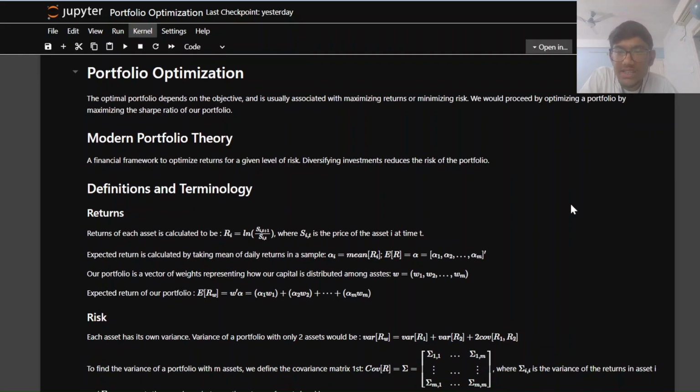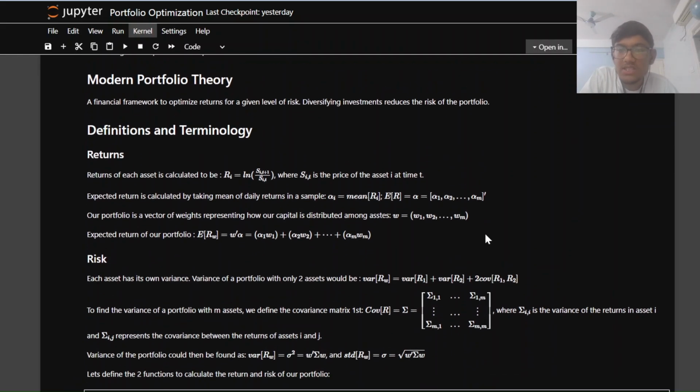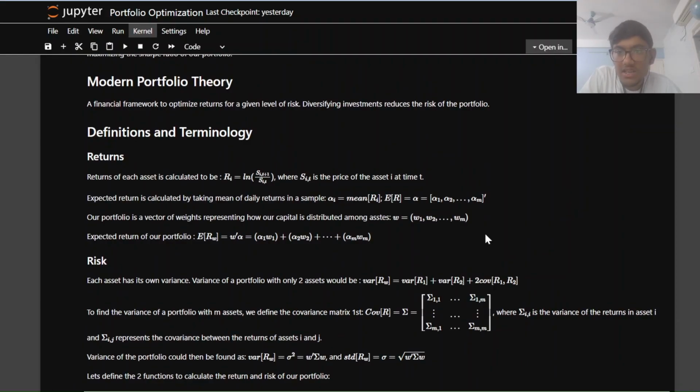Okay, so let's start with the basics. Let's start with the first thing, which is returns. We'll define the log returns, right? And the log returns is simply the log of the future price over today's price. And the expected return is just taking the mean of your daily returns of an asset.